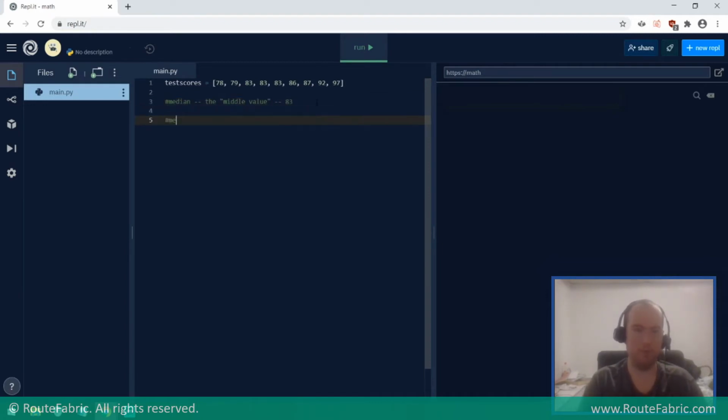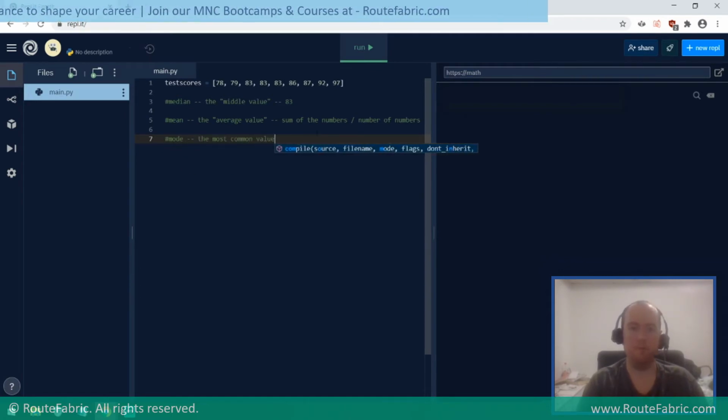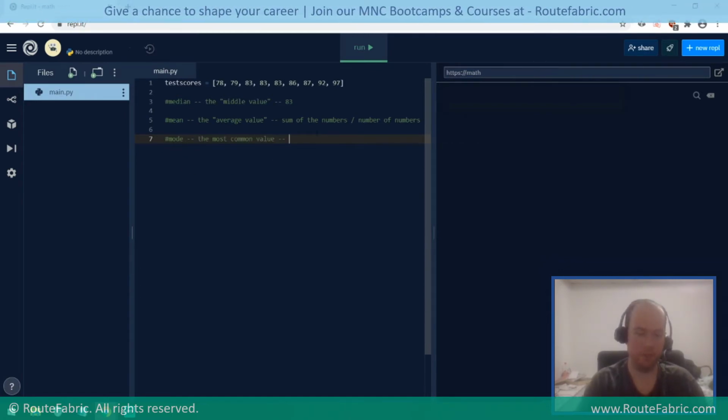You also have the mean, which is the average value. You would take the sum of the numbers and then divide by the number of numbers. And then we also have the mode, which is the most common value, which in this case is also 83, because 83 appears 3 times and all the other values only appear once.